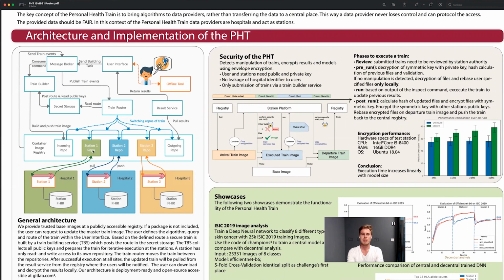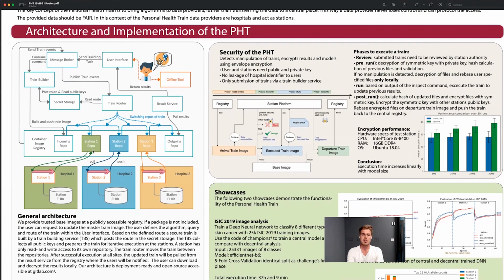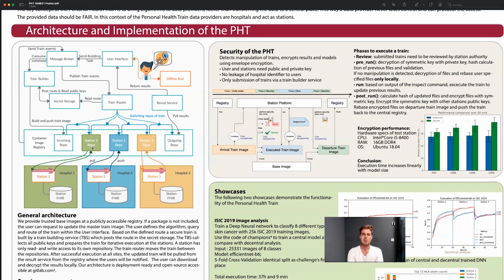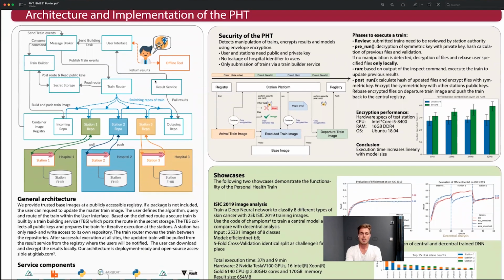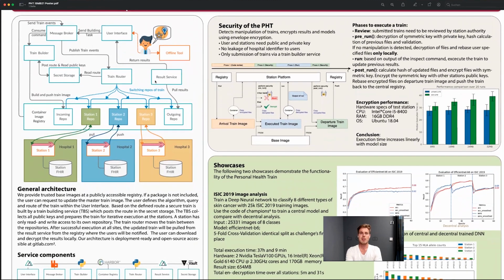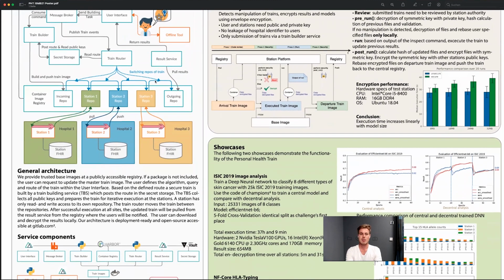The results are always encrypted, but the station can now download the train, decrypt it, execute the train, update the model, and return it to its own station repository. From there, the train router will move it to the next station in order to finalize the model over all 3 sites. From there, the user can download the encrypted models and decrypt them with this local offline tool. Our architecture is deployment ready and open source, accessible at GitLab.